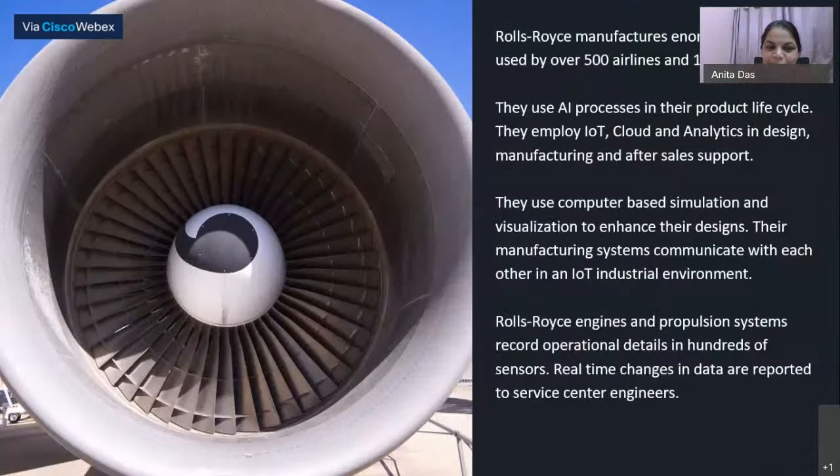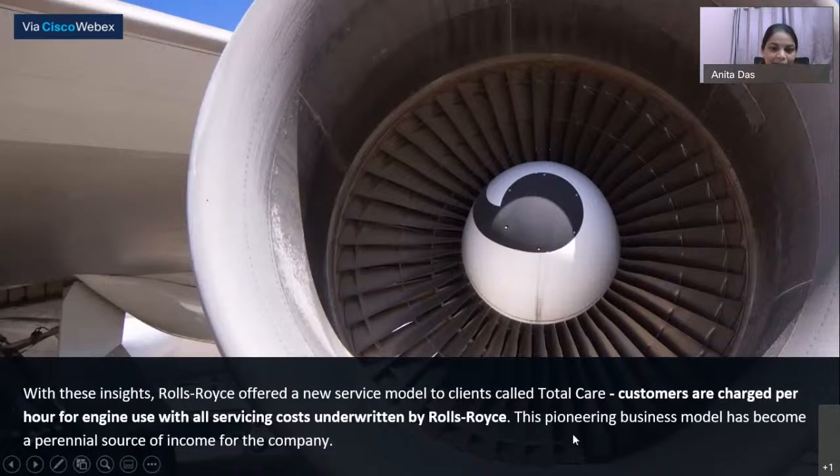Okay, so let me discuss another example here. So we know about Rolls-Royce. That's the manufacturing, the enormous engines they manufacture. So while manufacturing the engine, they do use a lot of AI techniques, the AI processes. But at the end, they came up with a better scheme, which is called Total Care. What is Total Care here?